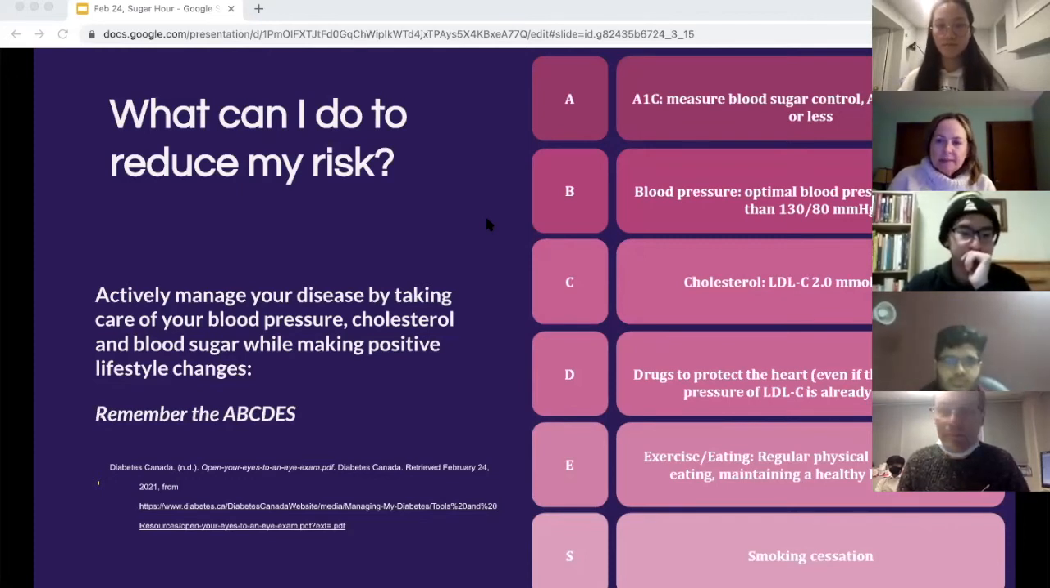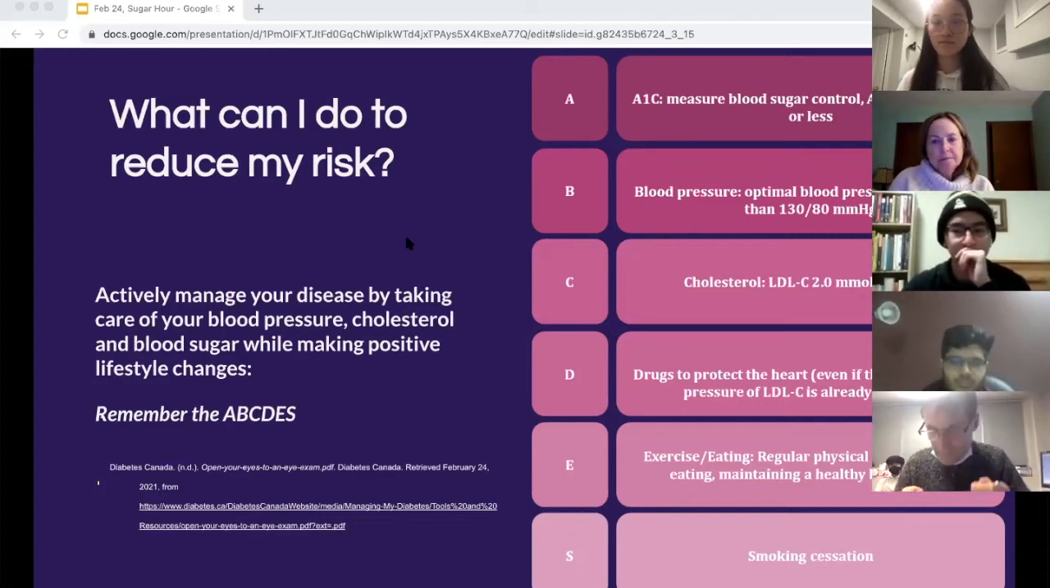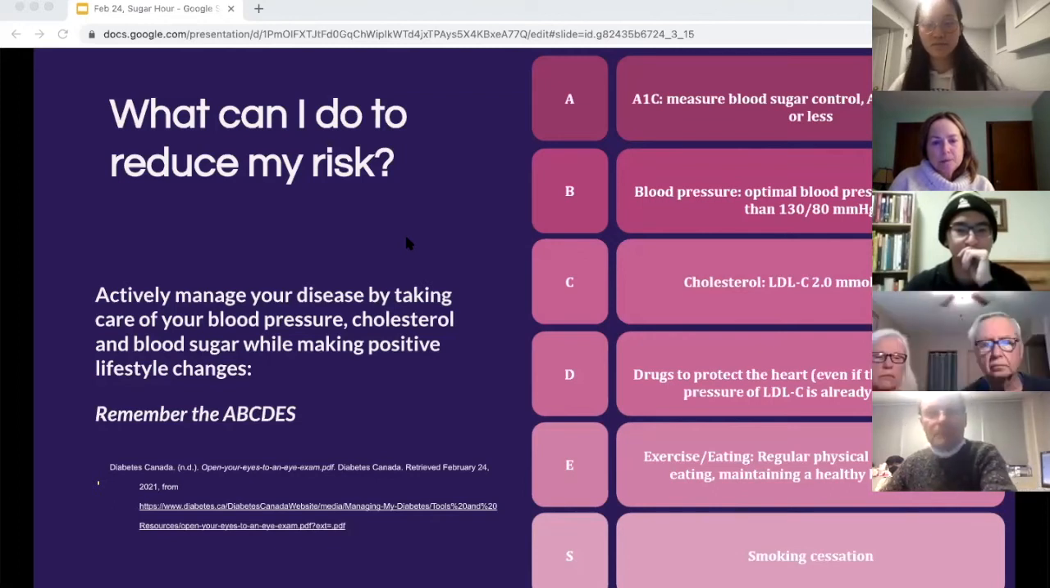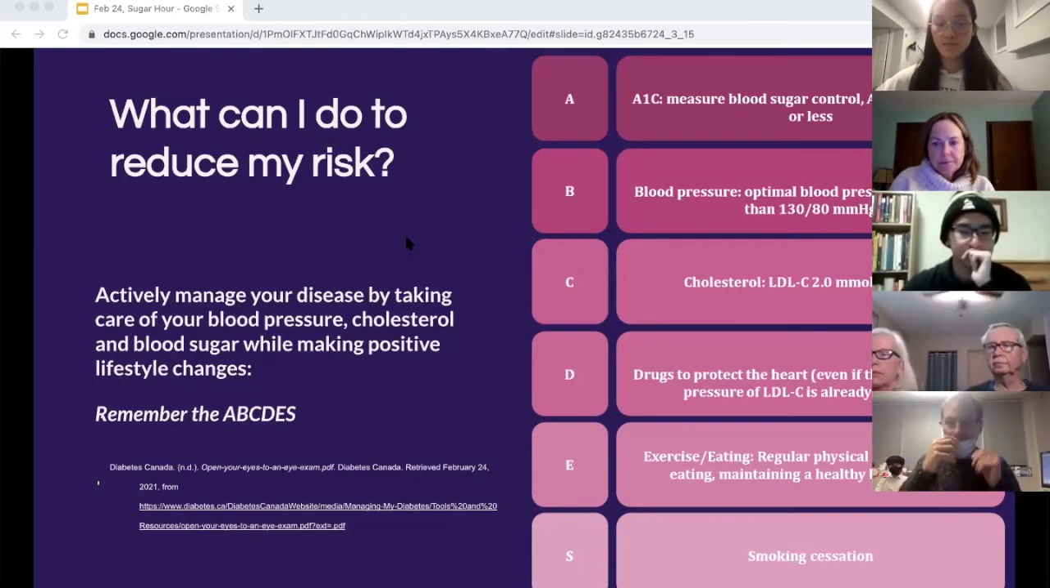Oh, and I think I forgot to mention, but eye screening is something that both type 1 and type 2 diabetics need to do. So whichever type you're diagnosed with, that's something you should be looking to do. And lastly, for what you can do to reduce your risk, it's basically proper disease management. So a good acronym to remember is the ABCDEs.